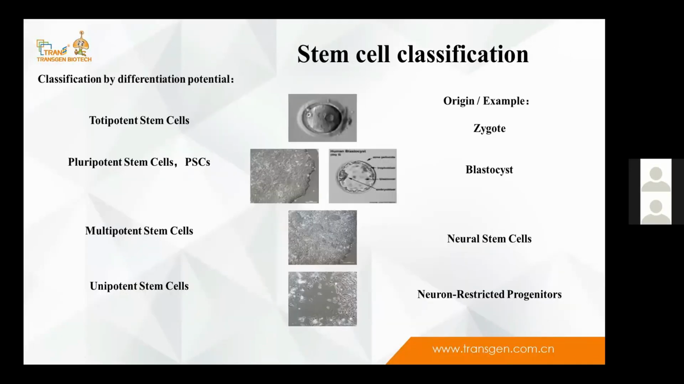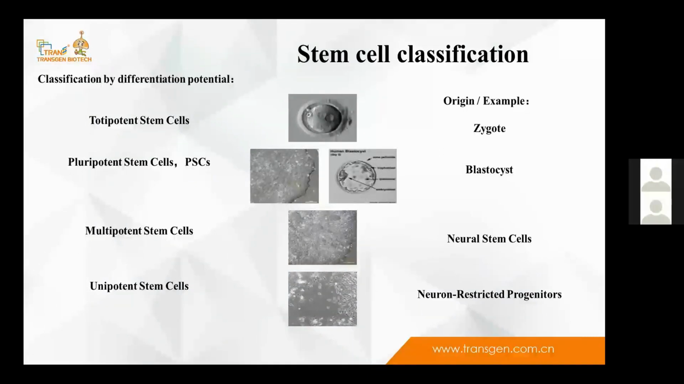So we can do a classification by the differentiation potential of the stem cells. First of all, we call them totipotent stem cells. The example is the zygote. The zygote shows totipotency. It means it can differentiate into all the different kinds of tissues of the whole system. And the other one is the pluripotent stem cells. We say that the blastocyst is made of pluripotent stem cells. It can generate all the human tissues.